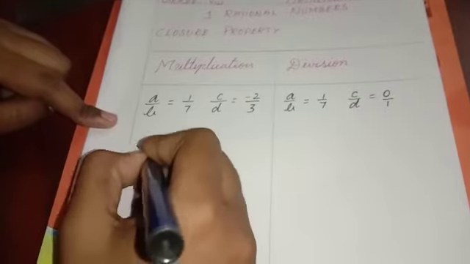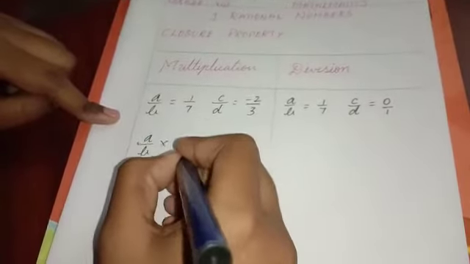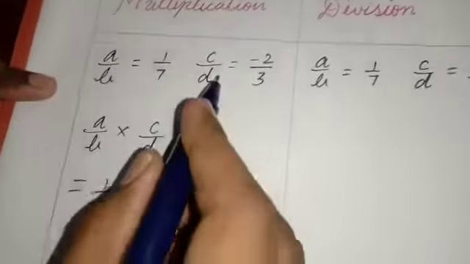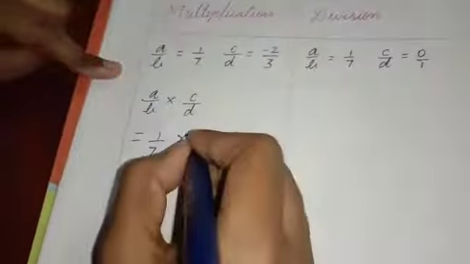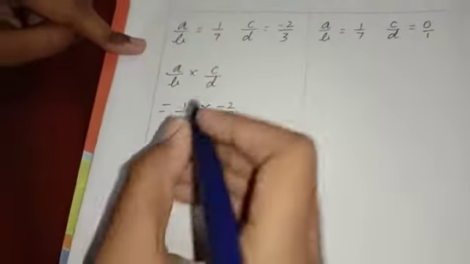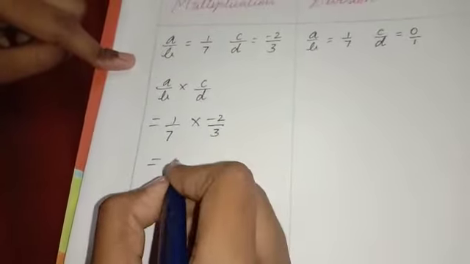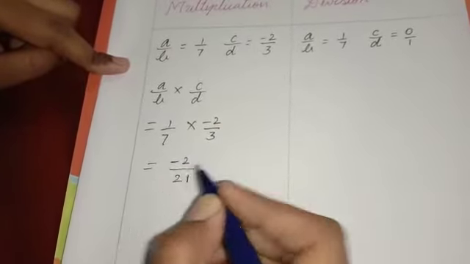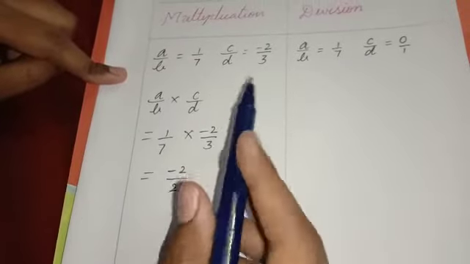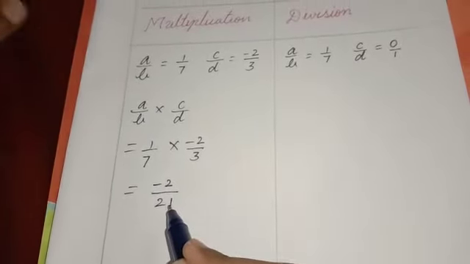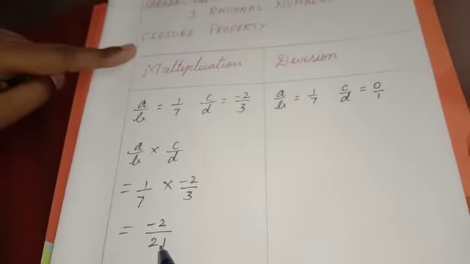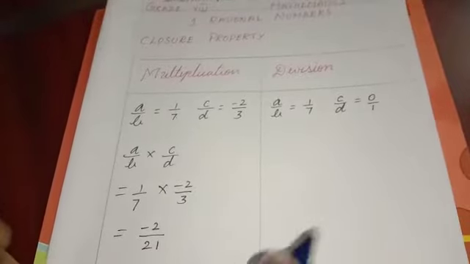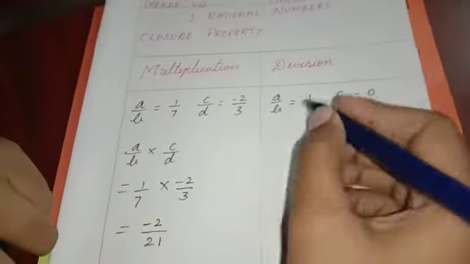a by b into c by d. Here I have taken a by b as 1 by 7, and c by d as minus 2 by 3. Multiply numerator with numerator. Plus into minus, minus. 7 3s are 21. So after multiplying two rational numbers, I got a rational number only. So we can say closure property is true for multiplication of rational numbers. Next we are going to see for division.